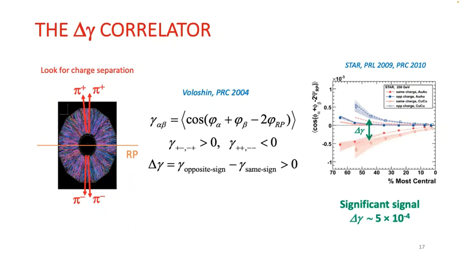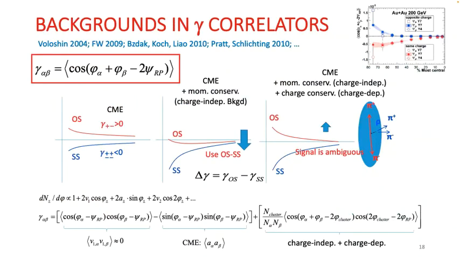These are the early measurements. You do observe a large separation between unlike sign and like sign. Okay, and it's all on the order of a few times 10 to the minus 4, which means that the asymmetry is on the order of a few percent, and that's a big effect. But actually, we know that this is mainly due to background. So what is the background?